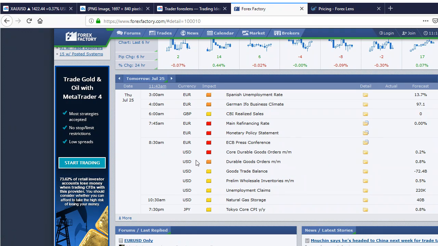So that's today's session. I think it was a really good one. We made some decent pips last night. I stayed up pretty late.